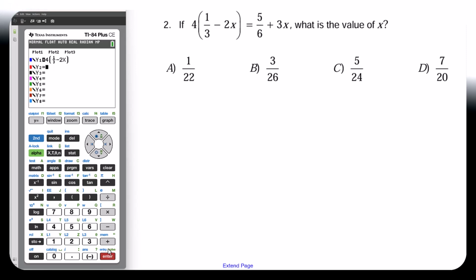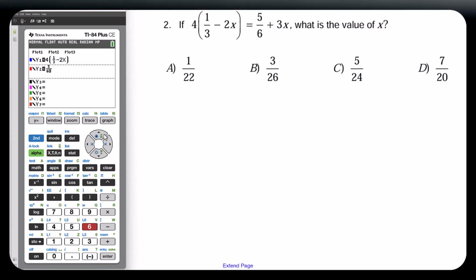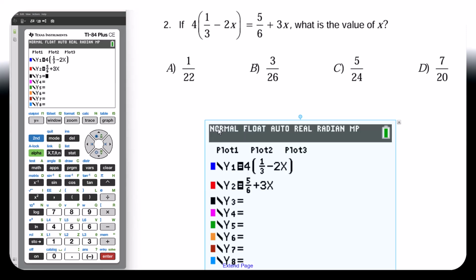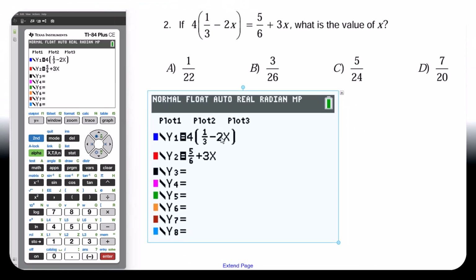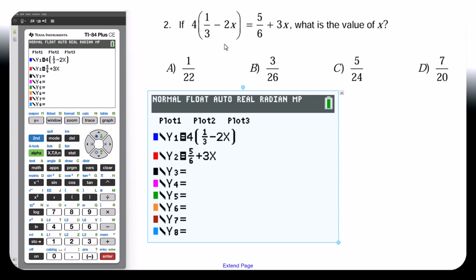Enter. Right-hand side, again, I need the fraction template. Alpha x gives me that. 5 in the numerator, 6 in the denominator, and get out of the denominator, plus 3x, and enter. And before we go on, let's double check and make sure that the equation we're solving is the one we're supposed to. Now what we're going to do is graph this with a nice window, and I already have a nice window, so I'll go ahead and press graph.